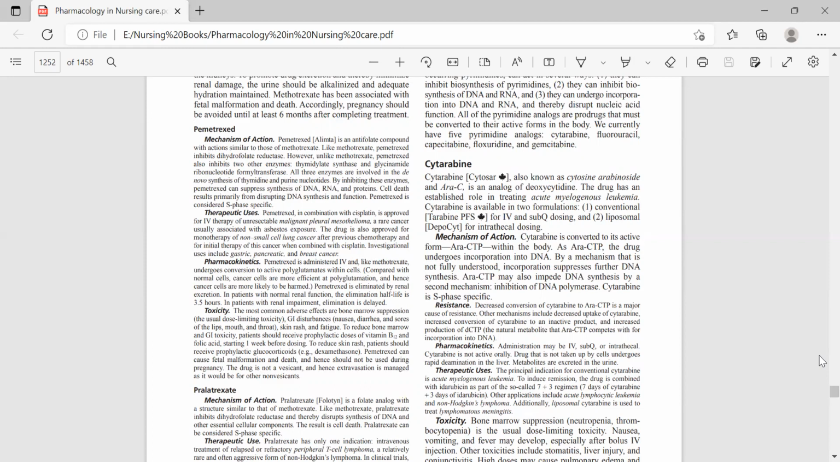All these enzymes are involved in the de novo synthesis of thymidine and purine nucleotides. By inhibiting these enzymes, pemetrexed can suppress synthesis of DNA, RNA, and protein. Cell death results primarily from disrupting DNA synthesis and function. Pemetrexed is considered cell-cycle phase specific.